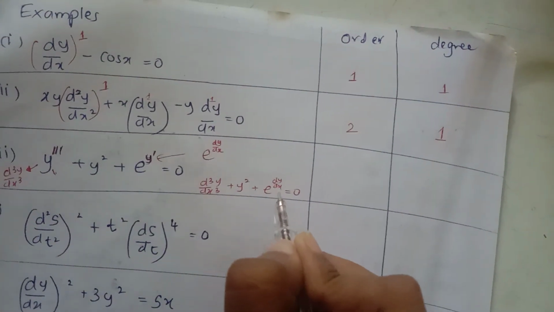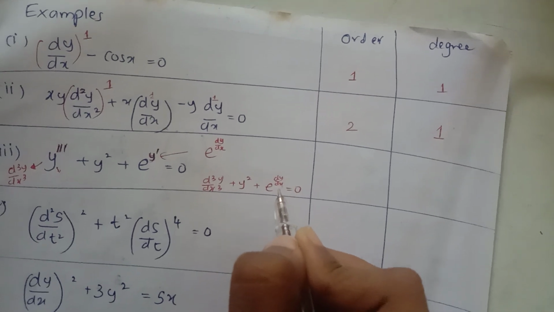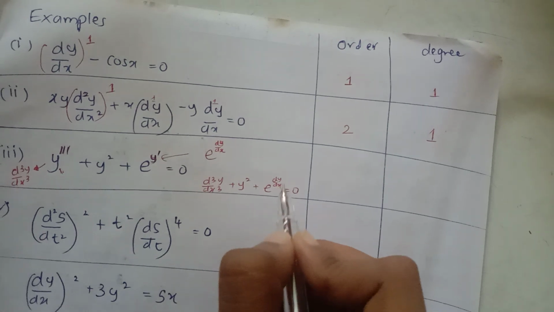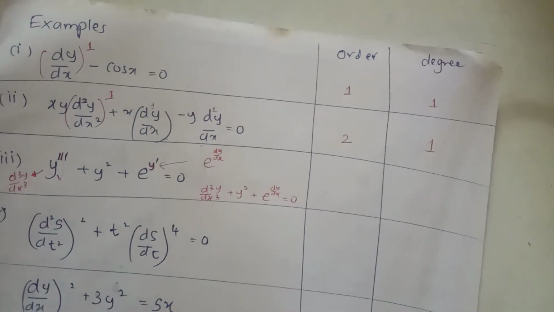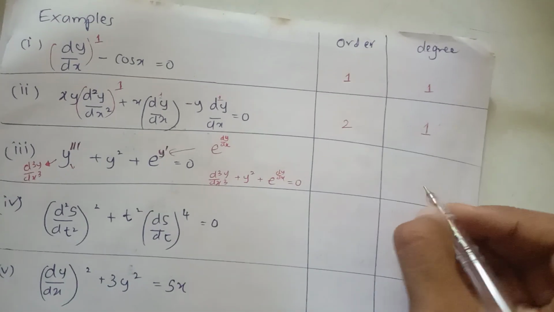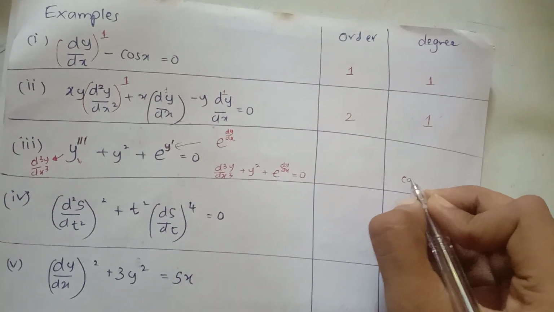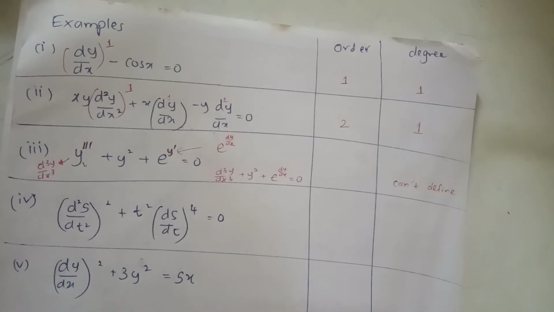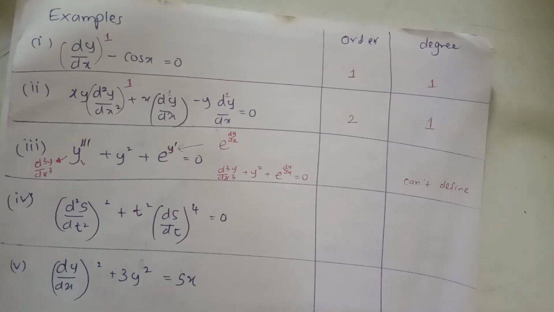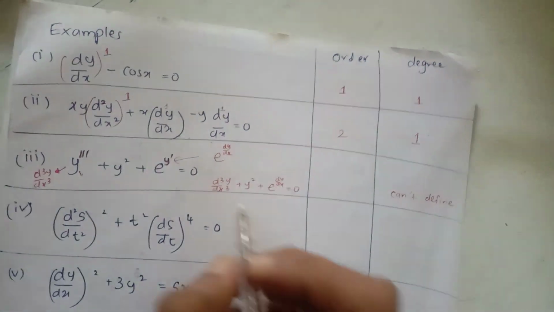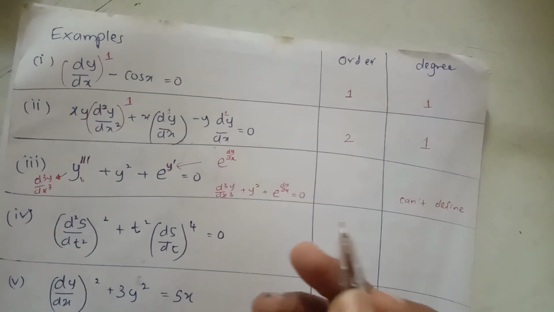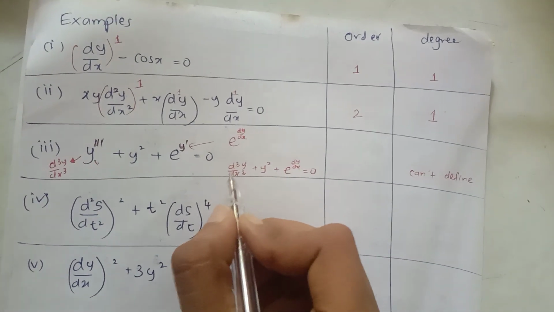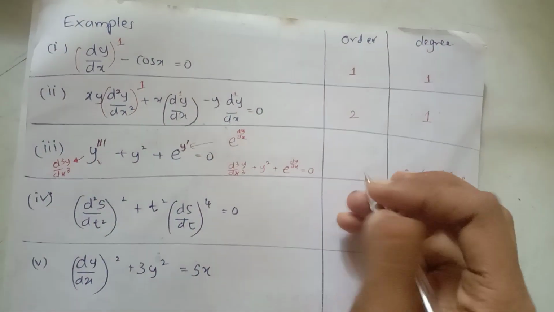This is e to the power dy over dx, which means this is not in a polynomial format, right? It should not be e to the power of something. So we can't define a degree for this because it is not in a polynomial format, but we can define an order. What is the order? The highest derivative term of this equation. So the highest derivative is this, the value is 3.